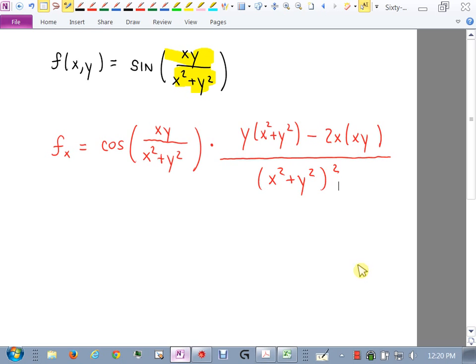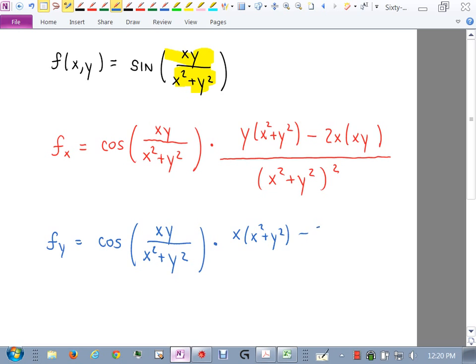We won't do any more. You could clean this up. That's just the raw derivative right there, right? And without going through all the steps, I'll just write it out. The next one would be the exact same cosine out front, right? That would be the same. But now you get x squared plus y squared minus 2y times xy over the quantity x squared plus y squared, squared. So a couple of little subtle changes in there, right? x, 2y instead of y, 2x.